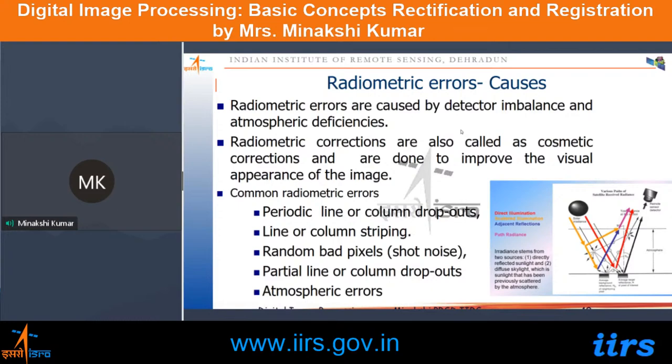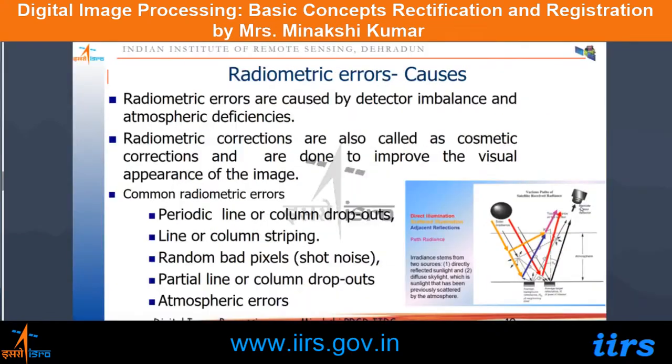So what is the reason for radiometric error? The reason for radiometric error is because the data is being captured by the detector.